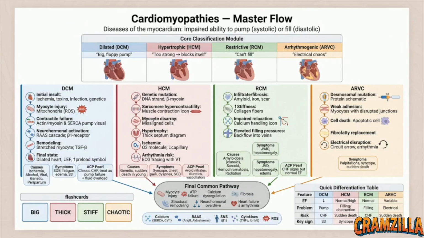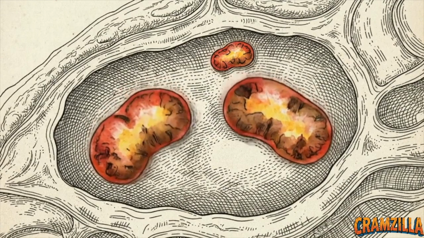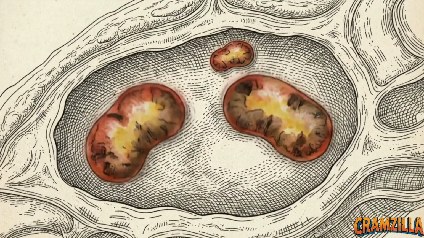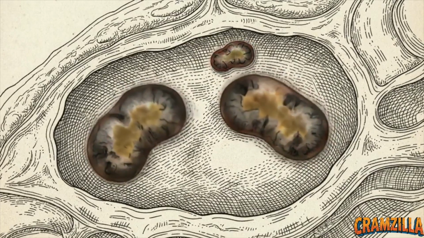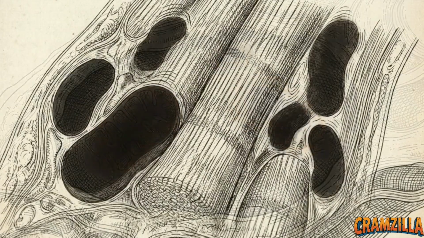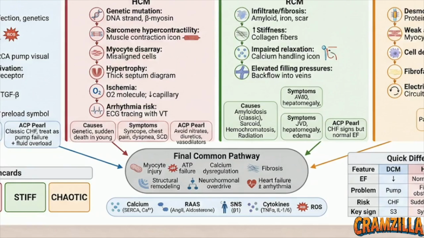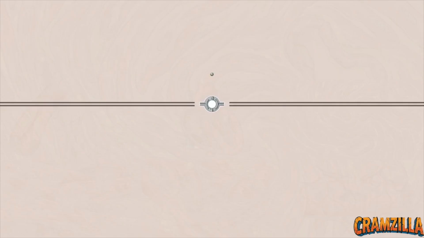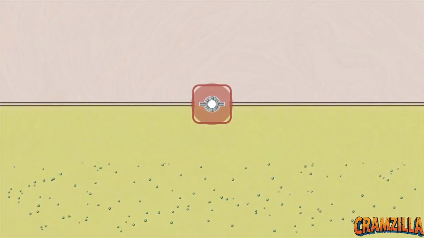Looking at the gray oval at the bottom of the diagram, we see the ultimate takeaway. Regardless of whether the initial insult makes the heart big, thick, stiff, or chaotic, the organ's desperate attempts to keep pumping eventually trigger an identical cellular self-destruct sequence. It starts with mitochondrial failure, plummeting the available ATP energy supply. Without enough energy, the SERCA pumps, which normally clear calcium out of the cell after a contraction, begin to fail. Toxic levels of intracellular calcium build up, directly poisoning the muscle tissue.